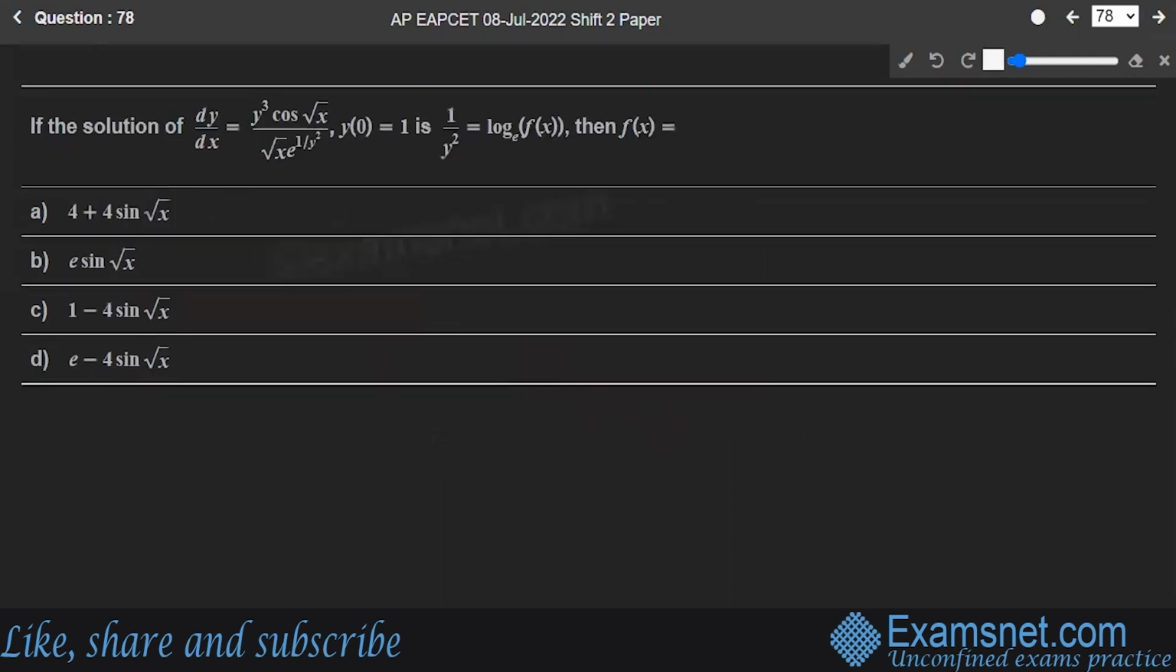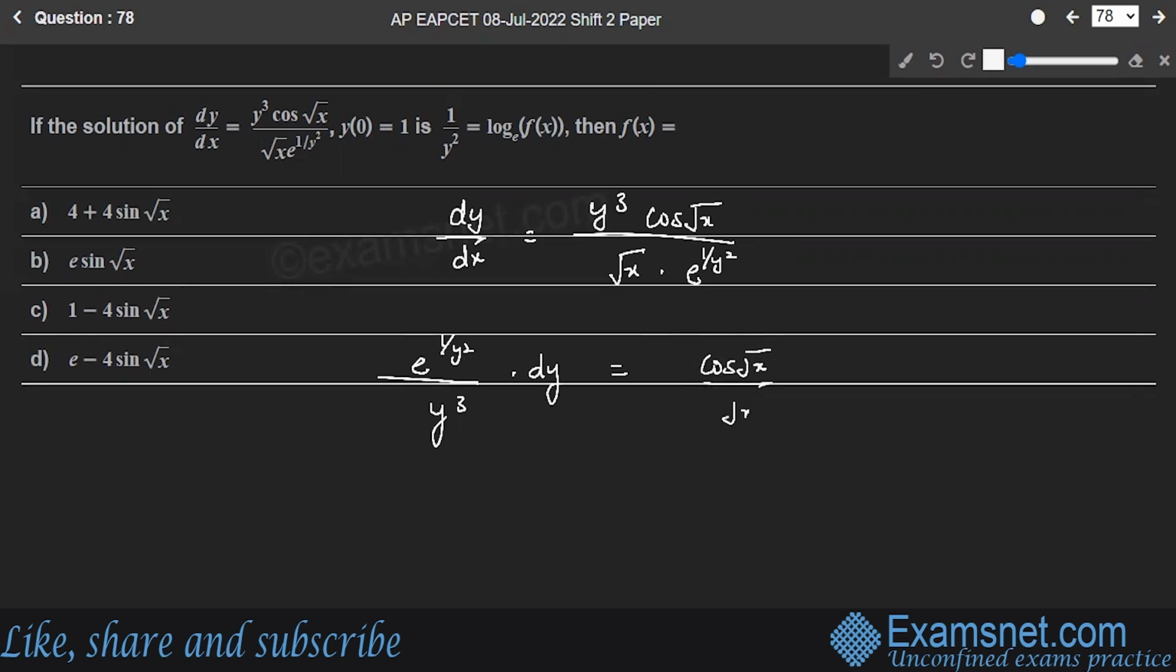Right? Next is question number 78. If the solution of dy by dx is equal to this much and y of 0 is 1, and 1 by y square is this, then you have to find out f(x). So you are given dy by dx is equal to y cube cos of root x whole divided by root x into e raised to power 1 by y squared. I'll take e raised to power 1 by y square upon y cube this side into dy, and cos root x upon root x into dx on another side. Right? Let's take the integral on both the sides.